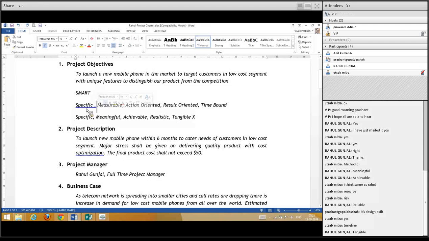Every objective should be specific. It should be very clear to us. We should write something which we can measure. Because if we measure, then only we come to know whether we have achieved the objective or not. Meaningful, achievable, realistic, tangible, they are all subjective matters.